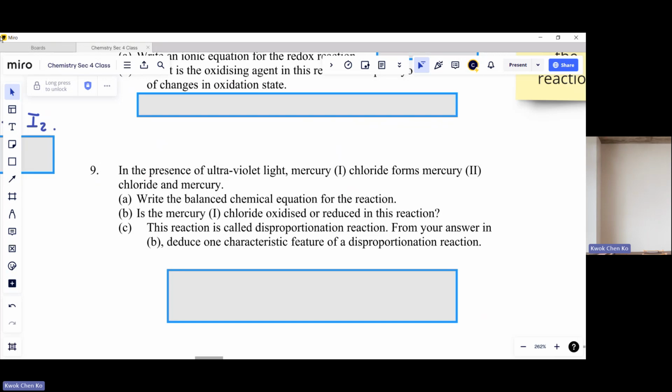Almost, but I want your writing to be very clear. Increase to +2 in HgCl2. Yes, and decrease to 0 in Hg.